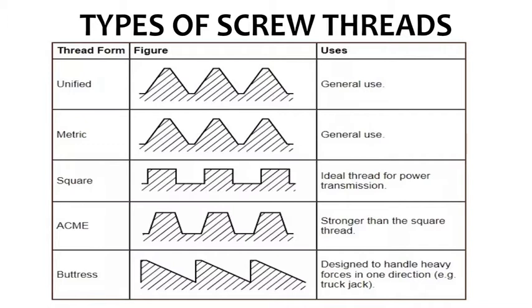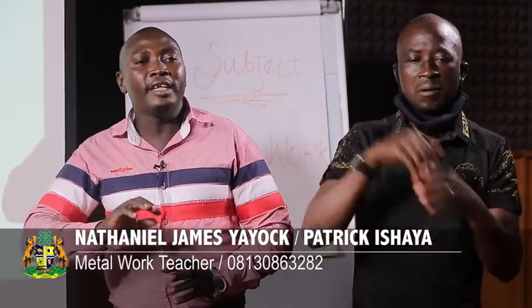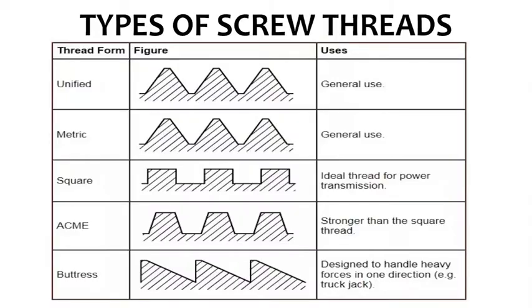We have the square screw thread. The square screw thread is an ideal thread for power transmission. It is used mainly for power transmission. In form, it's a little bit different from the general screw thread. Then we have the next one, which is Acme. The Acme is stronger than the square. It's also used for transmitting motion on a wheel and on a jack.